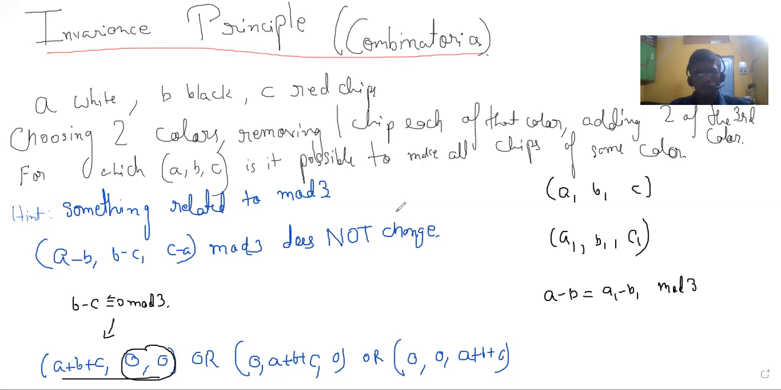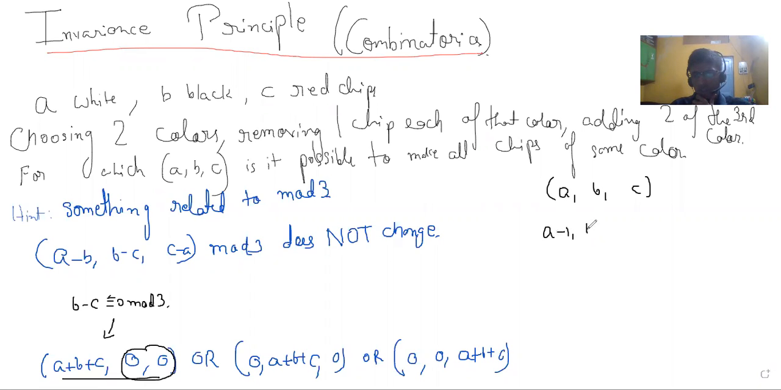We reduce A by 1, right? Yes, it's not constant. It's not constant, but it is constant modulo 3. The difference is constant modulo 3, yes.